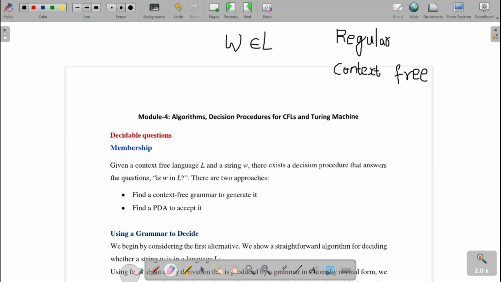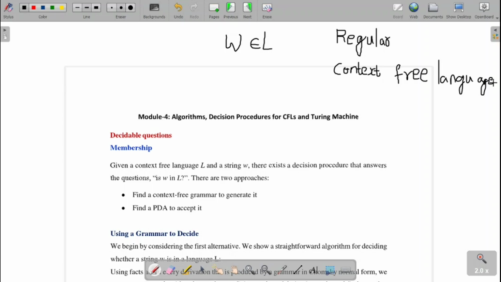Now, to prove a language is context free, we can design a context-free grammar or we can design a pushdown automaton. If you are able to design that, then we can say the language is context free, or else the language is not context free. Then the next obvious question is whether the language is decidable.